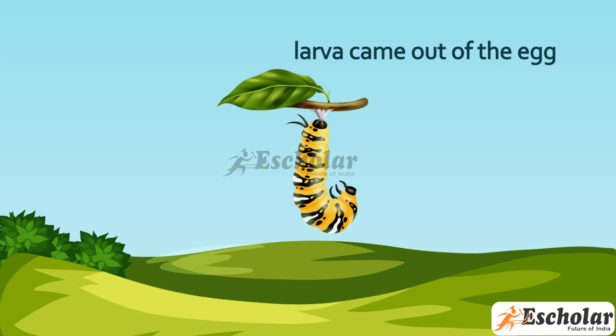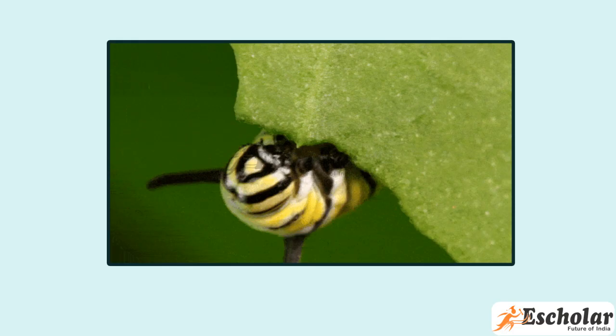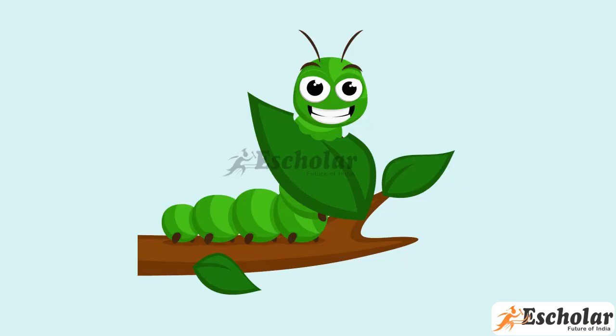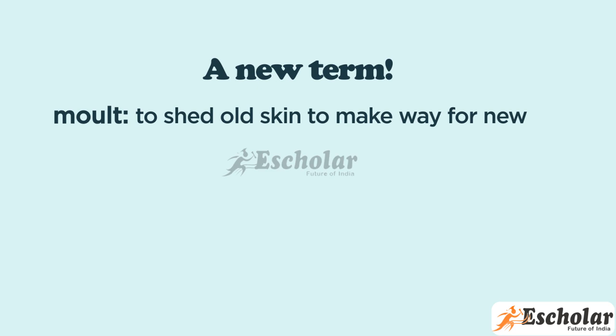When the caterpillar comes out of the egg, it is very hungry. It begins to nibble and eat the very leaf on which it emerged from the egg. It eats very fast, so its growth is very rapid. A new term: molt, to shed old skin to make way for new growth.